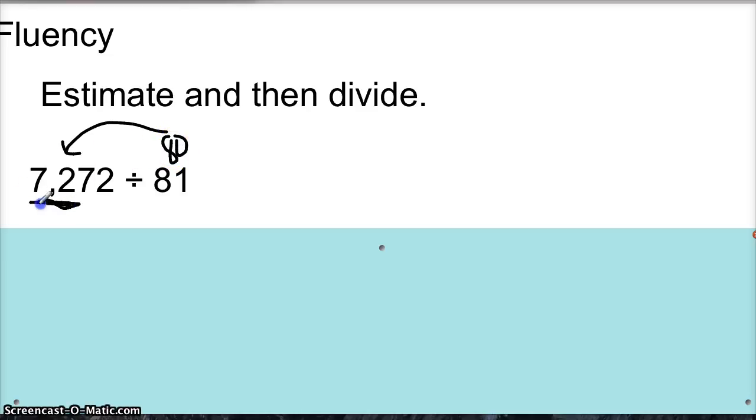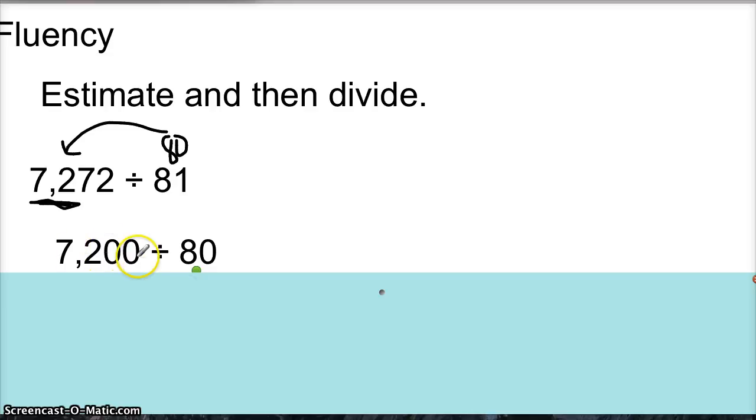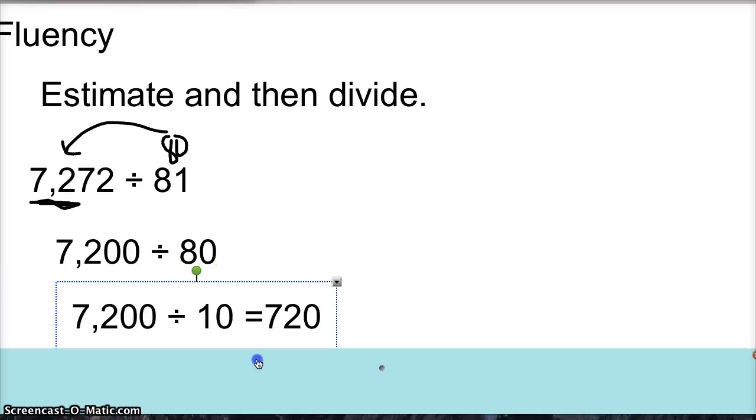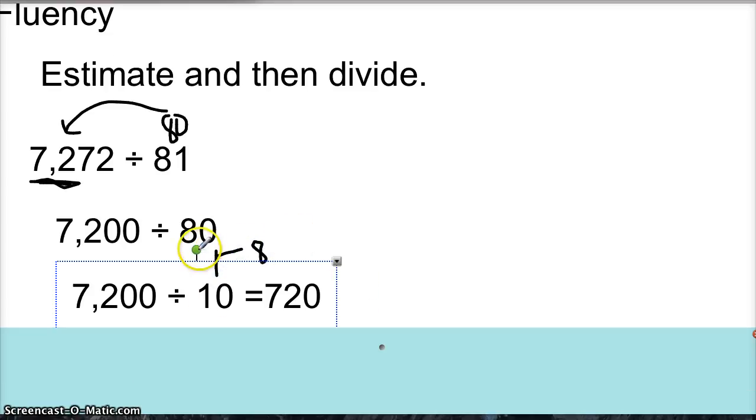And I know that typically we would round that up to either 7,300 or 7,000 even, but you can kind of break the estimation and rounding rules when you're estimating with division just for this purpose. So I would round that to 7,200 because 8 times 9 equals 72, and that makes that super easy for me to estimate. Okay, now I'm going to break down my 80 into its facts, and I know that 10 times 8 equals 80.